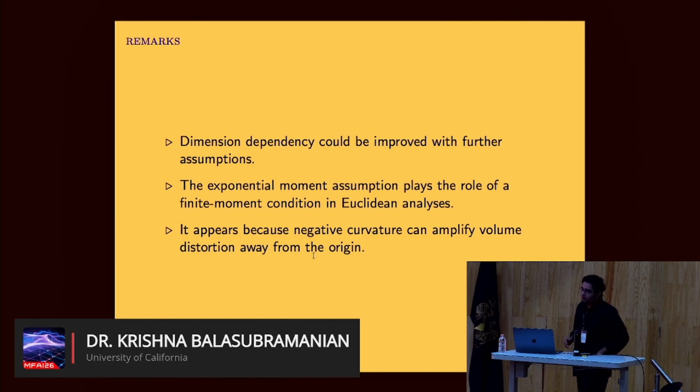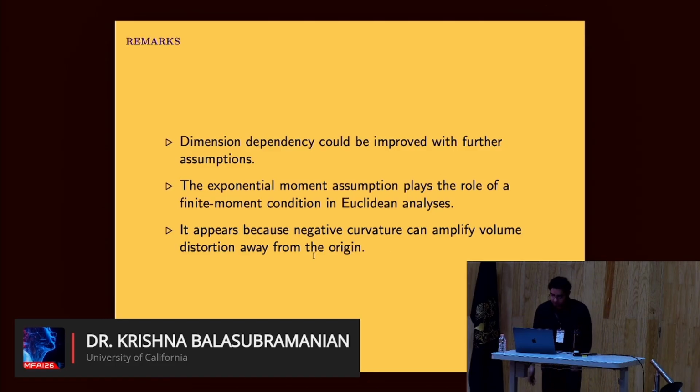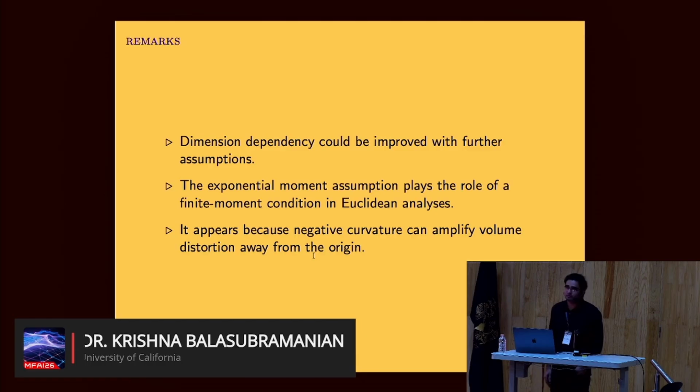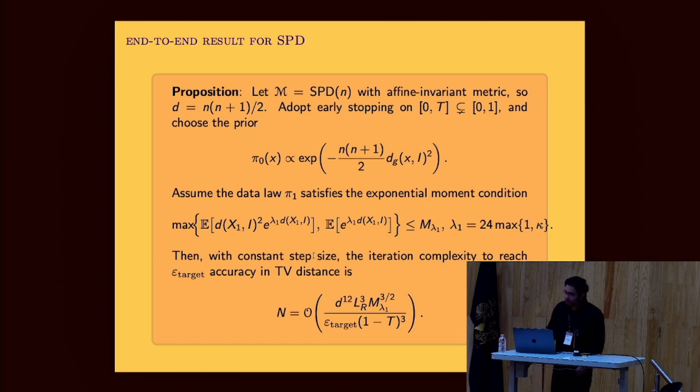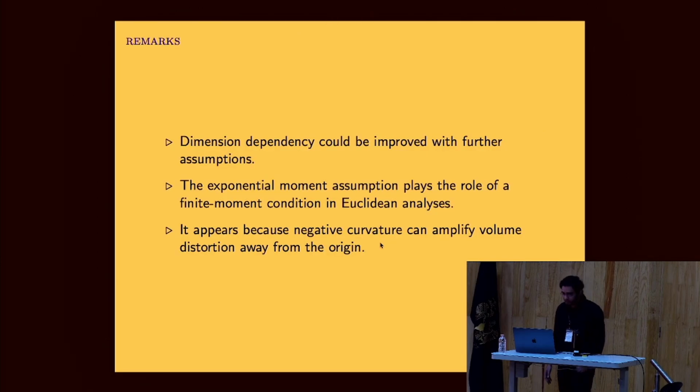All right, so just a few comments. The dimension dependency could potentially be improved with some additional assumptions or more refined computations. In comparison to the compact case, we need these moment conditions, which I think is necessary here. And all of this rate degradation comes essentially from the negative curvature assumption that we have in this case.